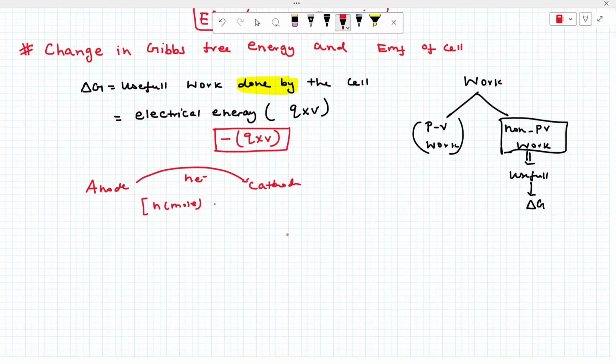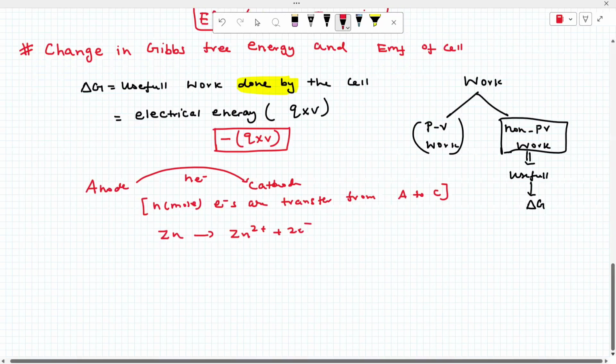N moles of electrons are transferred from anode to cathode. Understand, right? For example, I take Zn giving Zn2+ plus 2 electrons. In this case, how many moles of electrons transfer? 1 mole of zinc can transfer 2 moles of electrons. Now, what is the charge of an electron?